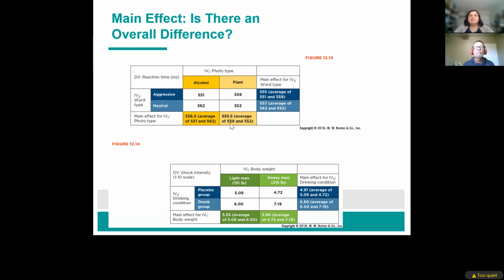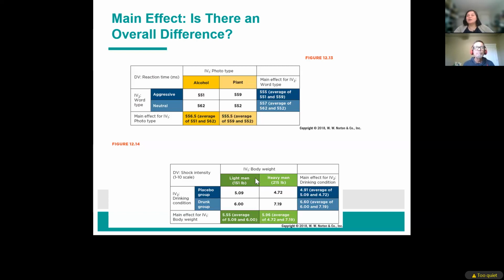So here we have this difference. So does 556.5 differ significantly from 555.5? No. So what we would say here is that there is no main effect of phototype and no main effect of aggressive or neutral words on reaction time. But that's fine. We don't care about the main effects. We did find an interaction though.